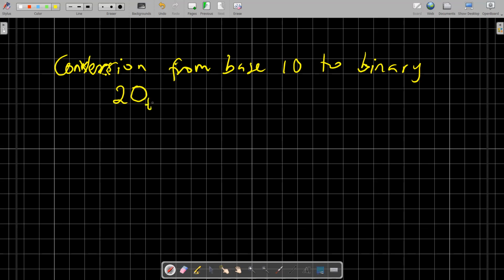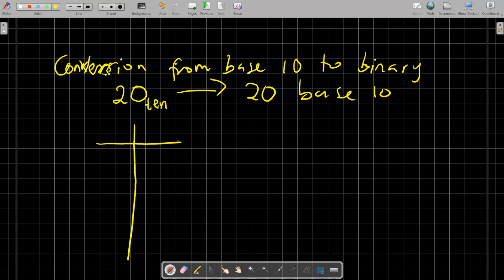I may decide to write the 10. So this is pronounced as 20 base 10, or 20 to the base of 10. I want to convert this to a binary number. I'm going to use the division method. How do you convert 20? So you draw 2 columns, and on the second column, you write 20.